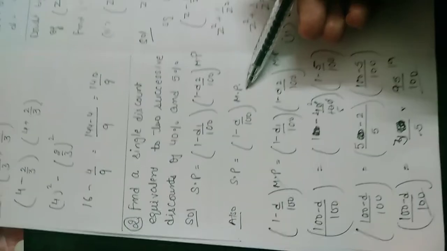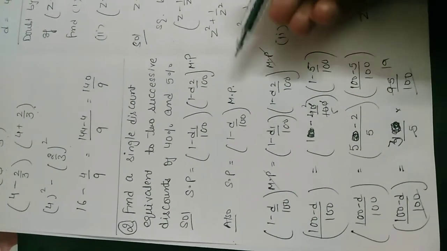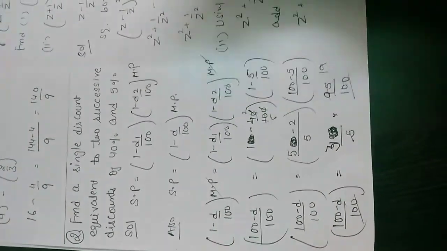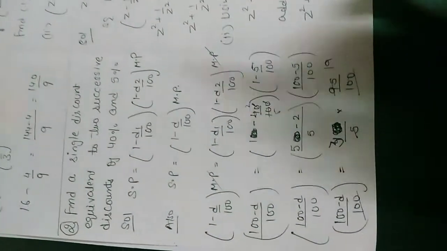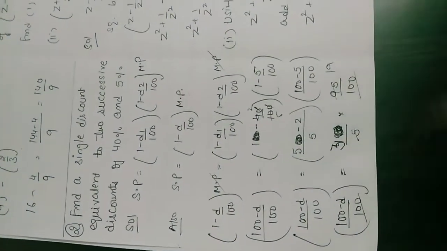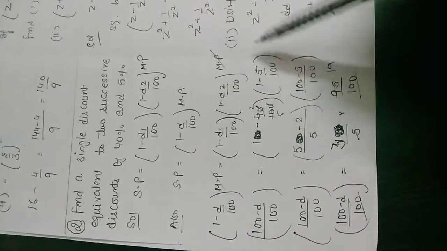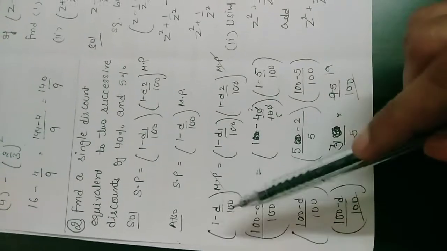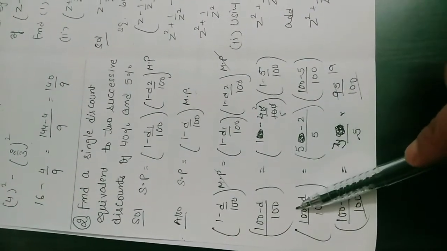Either you can take your MP as X or you can leave MP as MP. There is no problem. It is not compulsory that you convert your MP into X. So cancel MP with MP, because marked price is 1. Place the values. D1 is 40, D2 is 5. Here is no value of D because we have to find this. You can take the LCM, 100 minus D upon 100.